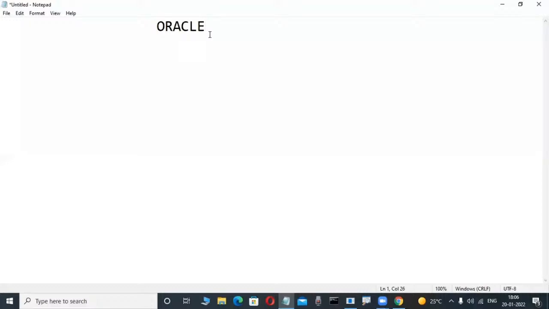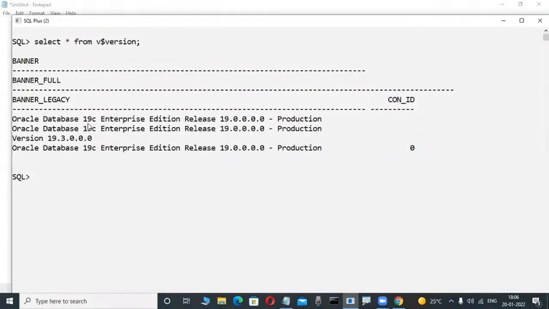Oracle 1.0, 2.0, 3.0, 4.0, 5.0, 6.0, 6.1, 5.1 also. And then 7.0, 7.1, 7.2, 7.3, 8.0, 8.1.5, 8.1.6, 8.1.7, which is also called 8i, then 9i, 10g, 11g, 12c, 18c, 19c, and the latest one, 21c. But in our class, this software is available, 19c, we are learning only.